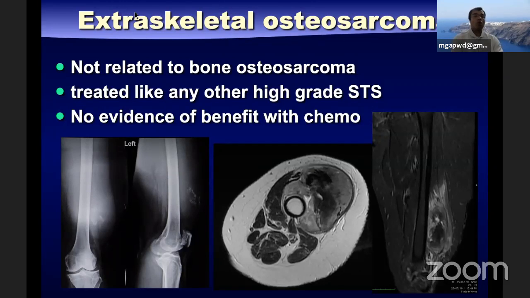They don't respond to the osteogenic sarcoma chemotherapy, and there's no evidence that they benefit from this chemotherapy. So they're treated with the same principles as a soft tissue sarcoma. They require a wide excision coupled with radiation.